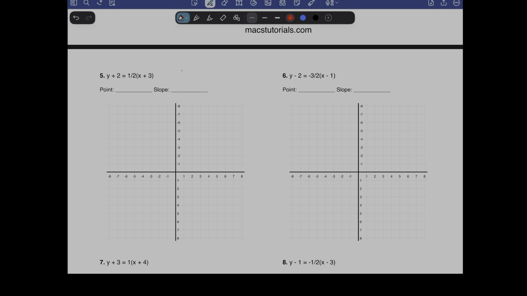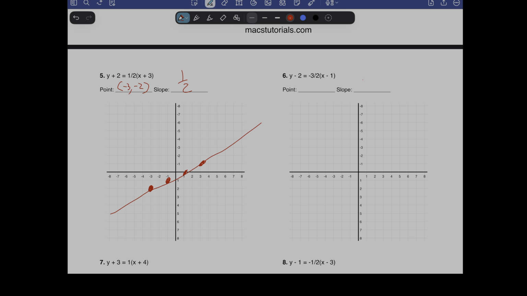Number 5. Okay, my slope is 1 over 2. And the point that I want is going to be, well, what's my x? It says x plus 3, so that means my x is a -3. It says y plus 2, so my y is going to be a -2. All right, so I'm going to go -3, -2. There's my starting point, and now I'm going to do a slope of up 1 over 2. Up 1 over 2. How many do you have to do? Just 1. All you need is 2 points to make a line. The other points are just to make it pretty, okay?